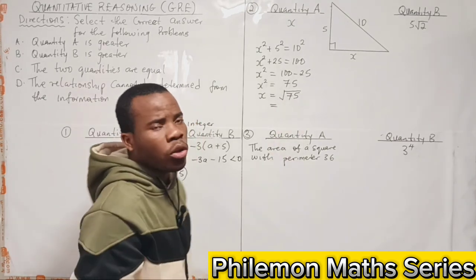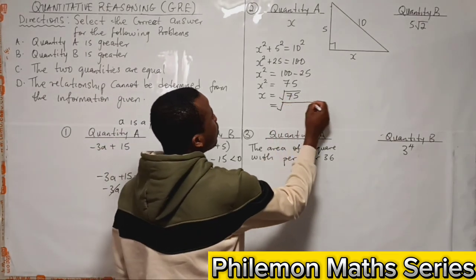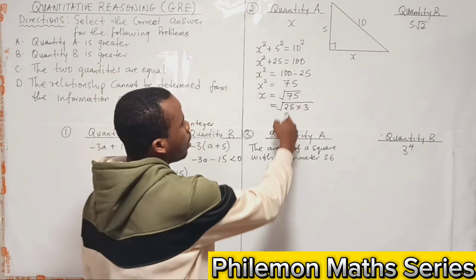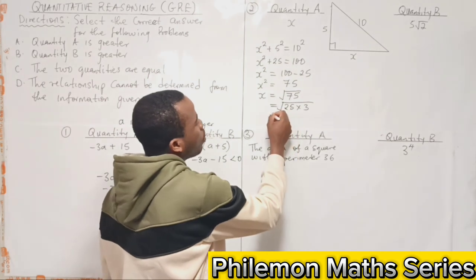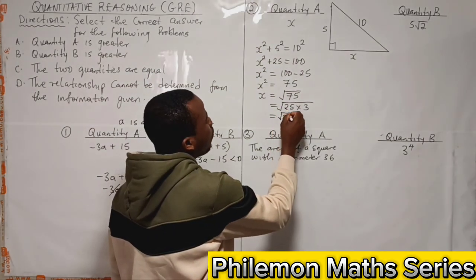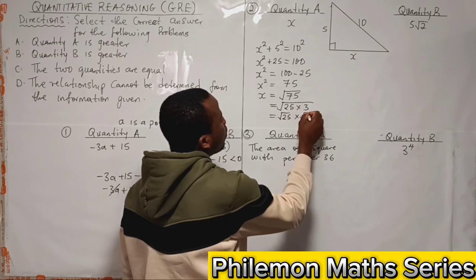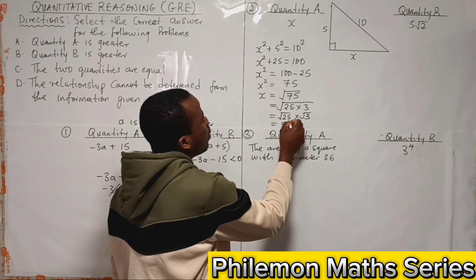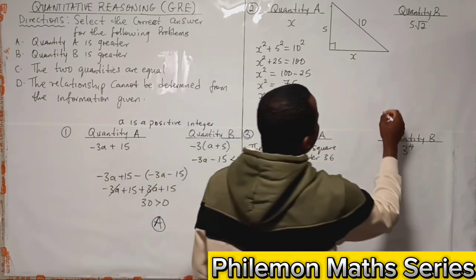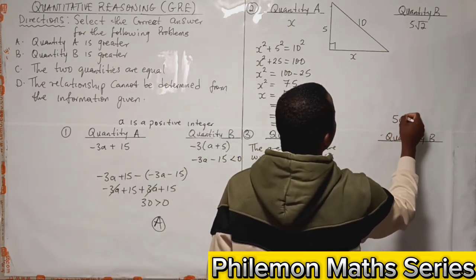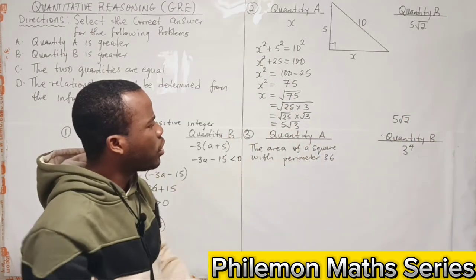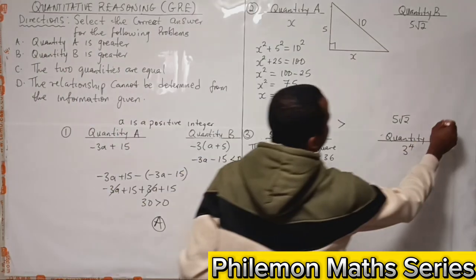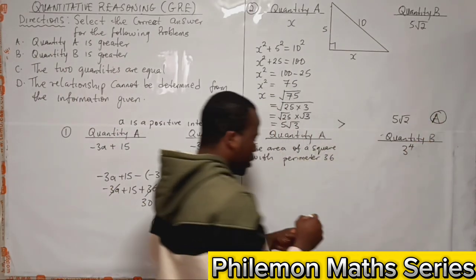And from sum, we know that this is 25 multiplied by 3 using sum. And square root of 25 times 3. We can always split it. So square root of 25 is 5 and this is root 3. But in this case we have 5 root 2. 5 root 3 is greater than 5 root 2. So quantity A is our correct answer here.